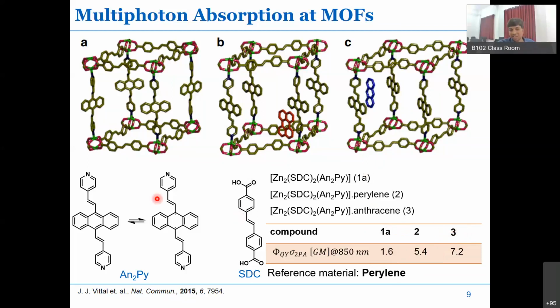In addition, when you are exciting it, this anthracene also gets polarized and charged, where you see here the anthracene produces a radical anion intermediate that also helps to enhance the charge transfer or charge polarization in the framework. That also helps. That is the prime reason why this compound shows a very decent multiphoton absorption, a multiphoton active material. Okay.